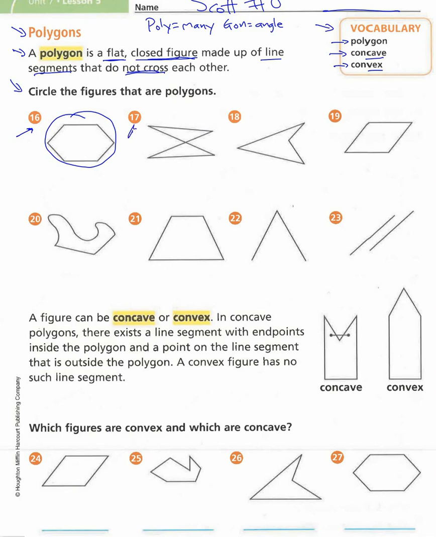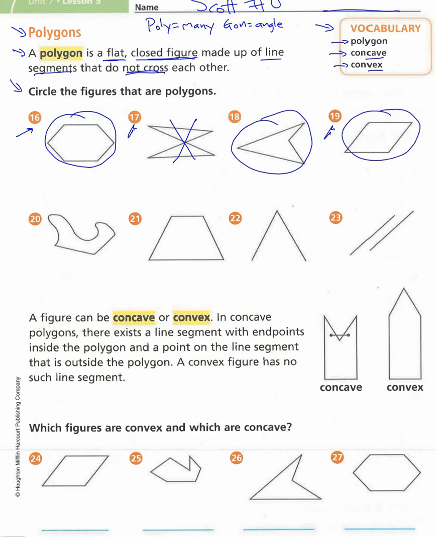Okay, so number 17. Is it flat? Yes. Is it closed? Well, yeah, kind of. Is it made up of lines? Yep. Do they cross each other? Yes, they do. So not a polygon, right? Number 18. Let's look at that one. Is it flat? Yes. Is it closed? Yes. Is it made up of line segments? Yes. None of them cross each other? Yes. That's a polygon. So we can just kind of go on.